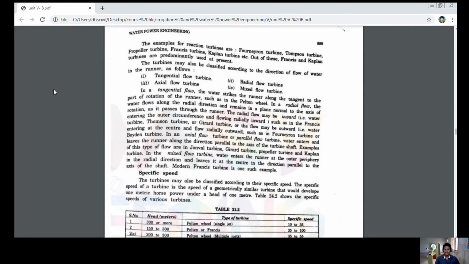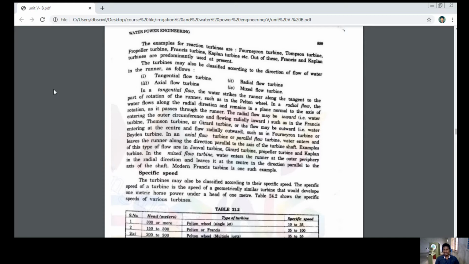The examples of reaction turbines are the Fourneyron turbine, Thomson turbine, propeller turbine, Francis turbine, and Kaplan turbine. Out of these, Francis and Kaplan turbines are predominantly used at present. We have also studied these in some other chapters.